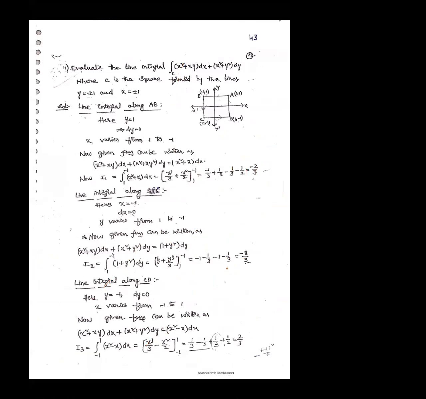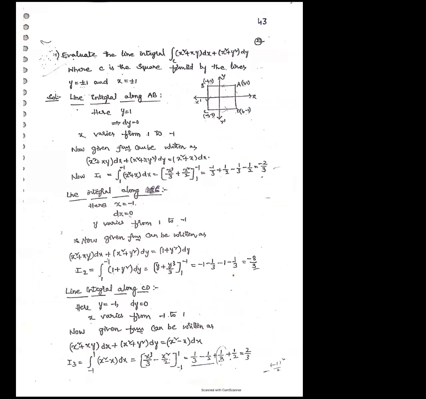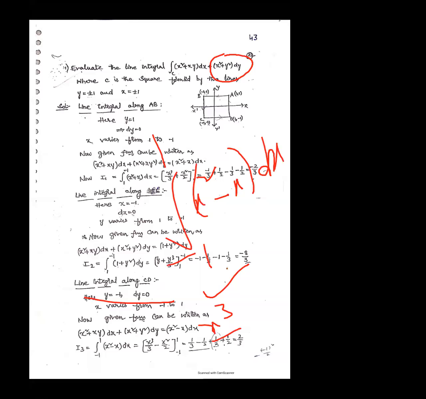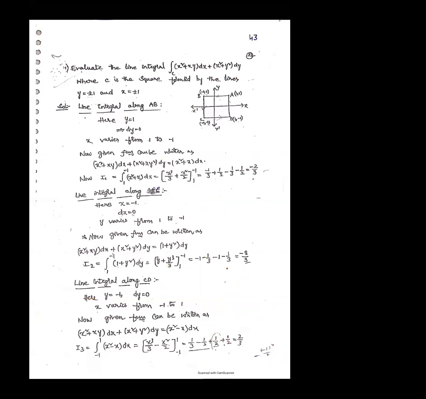So, line integral along CD. Here we fix y equal to minus 1, dy equal to 0, x varies from minus 1 to 1. Replacing dy equal to 0, this value is completely 0, and replacing y equal to minus 1, we get x square minus x into dx, integral with limits minus 1 to 1. Integral of x square is x cube by 3, integral of x is x square by 2, substituting lower limit minus 1 and upper limit 1, upper limit minus lower limit, we get the answer minus 2 by 3.